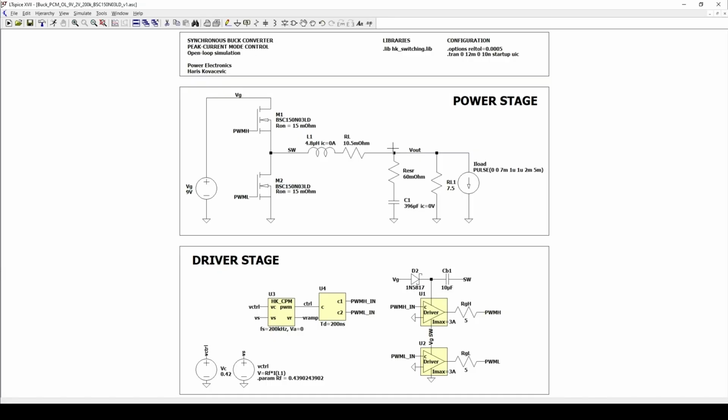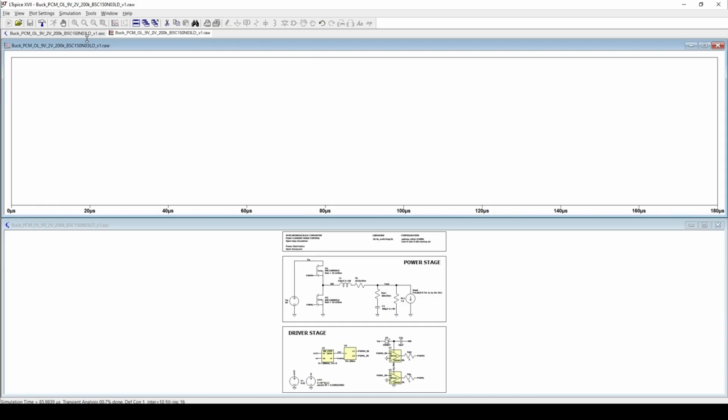Several key signals are probed in this simulation. We will focus mainly on the inductor current, the artificial ramp, the PWM signal, and the gate waveforms. These signals tell the complete story of how peak current mode control works in practice. Let's now run the simulation and look at the results.